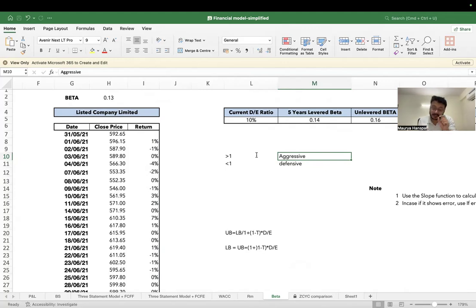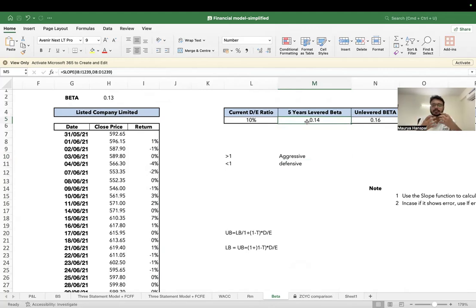But if Nifty falls by 1%, my stock will fall by 1.2%, more. But if, for example, my beta is less than 1, in this case it's 0.14, it means if Nifty rises by 1%, my stock will rise less. If Nifty falls by 1%, my stock will fall less.